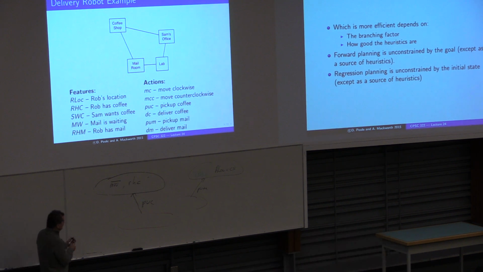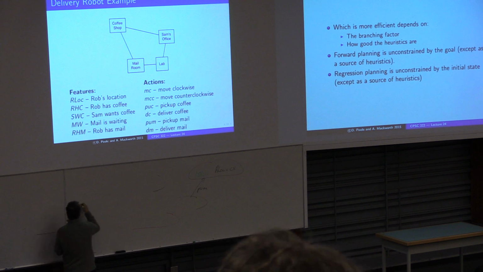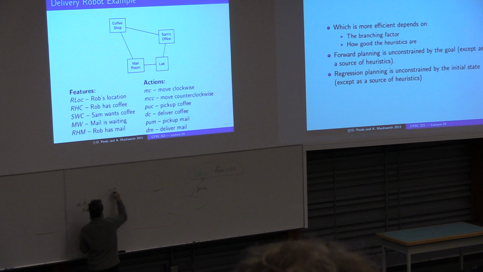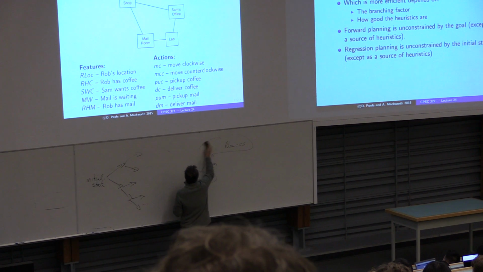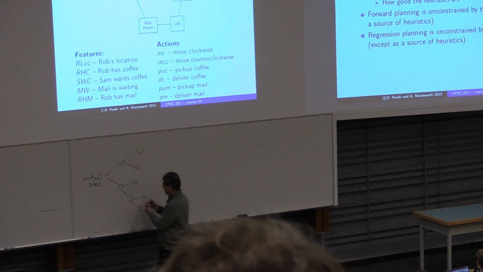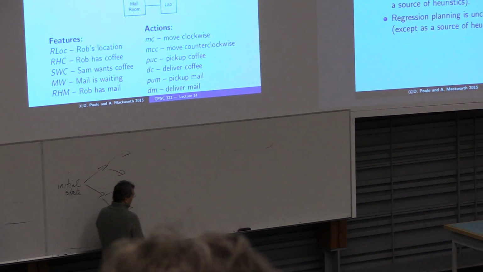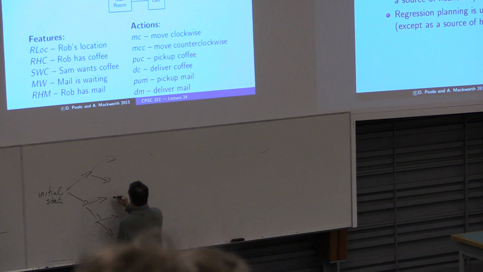So the forward planner, you start from the initial state and you branch, you do this searching in a search space, and so this is the forward planner. The regression planner starts from the goal until somehow it stumbles across the initial state.